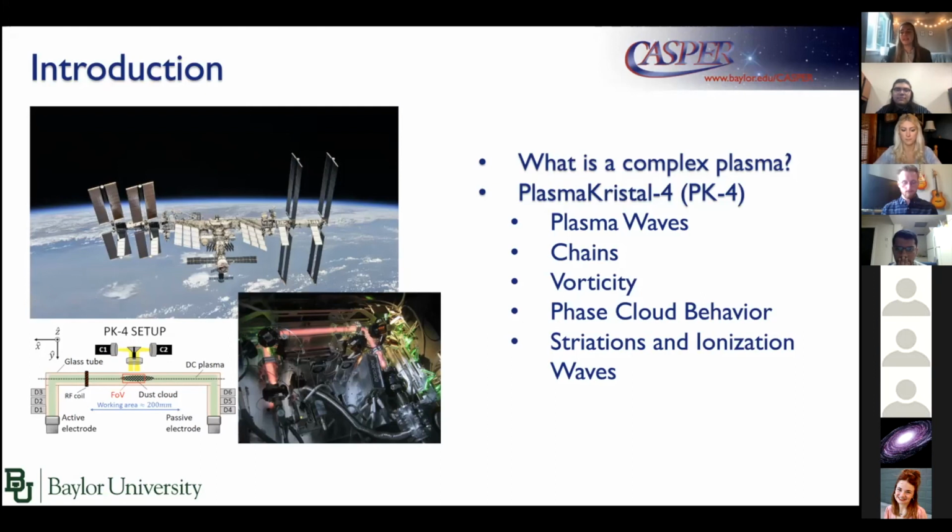In 2014, Plasma Kristall 4, or the PK4, was installed on the International Space Station, or ISS, which is a complex plasma lab that investigates complex plasmas in microgravity. The PK4 has produced complex plasma data for many experiments across diverse areas such as plasma waves, chains, vorticities, phase cloud behavior, and striations and ionization waves. With all the data that the ISS has produced, a method for verifying the effects of microgravity on complex plasmas was necessary, which can be accomplished by comparing their results to an experiment on Earth.